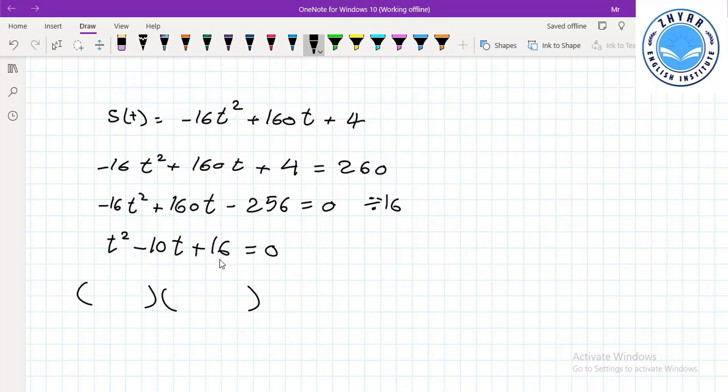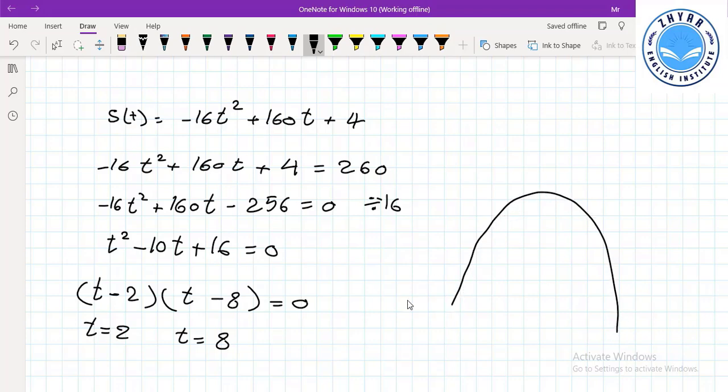Now we can solve this by making two brackets. Think of two numbers that multiply to 16 and add to negative 10. That is easily negative 2 and negative 8. Multiply to positive 16, add to negative 10. So there's t minus 2 and t minus 8 equal to 0. So from this bracket t is equal to 2, and from this bracket t is equal to 8. If we think logically, the 2 is the upwards. After 2 seconds, the rocket reaches the height of 260 feet. And the other one takes 8 seconds for the rocket to reach the other 260, which is downwards.